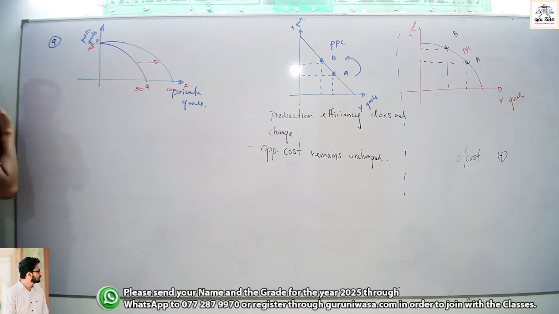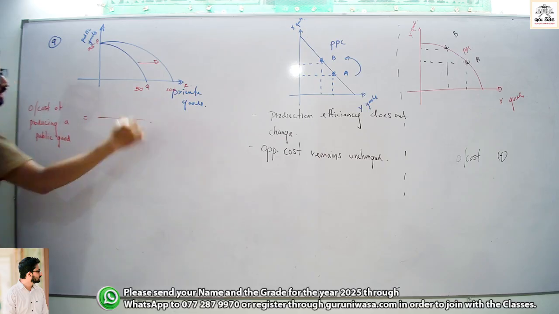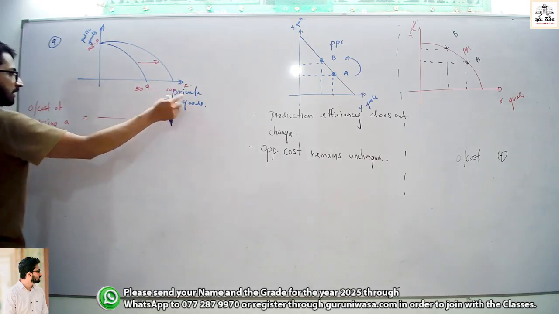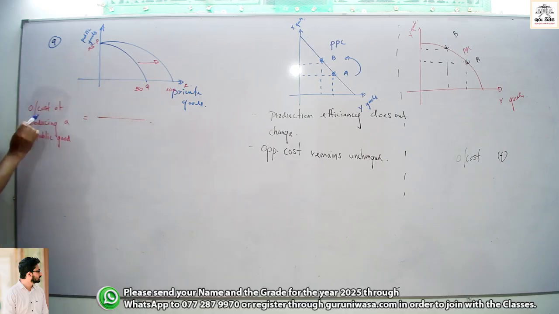Dipna, calculate the opportunity cost of producing a public good. How to calculate it? Opportunity cost equals the number of units given up to produce public goods. I'm calculating the opportunity cost of producing a public good.